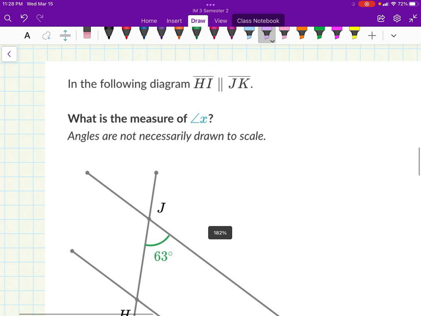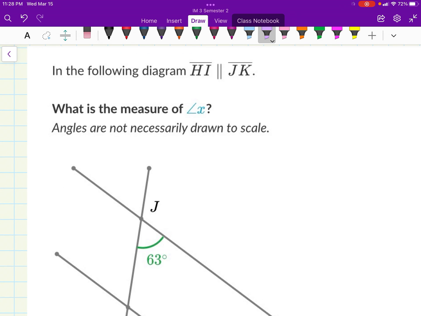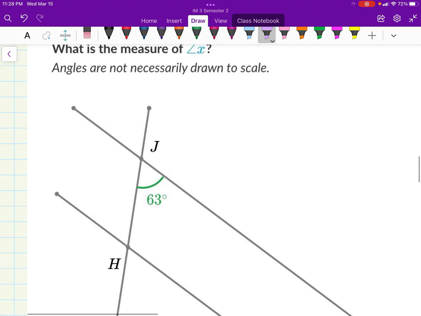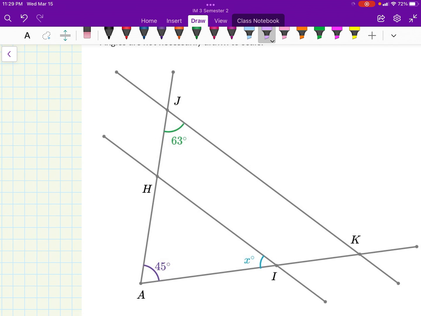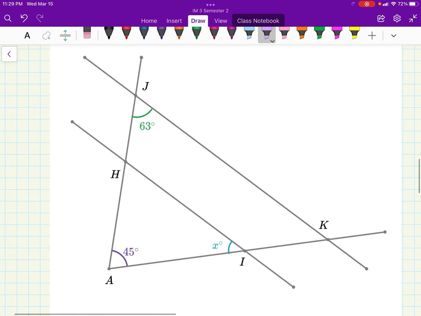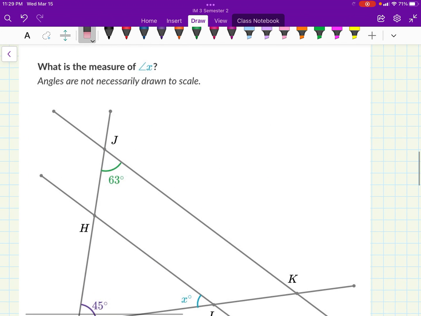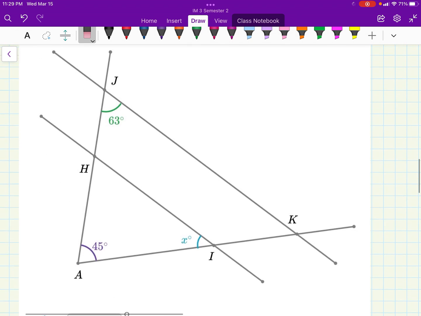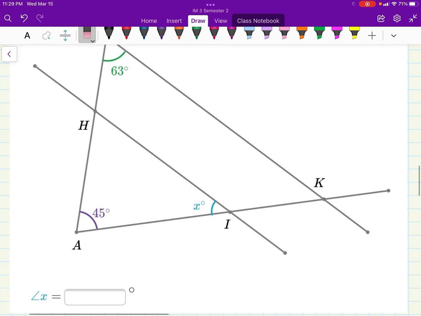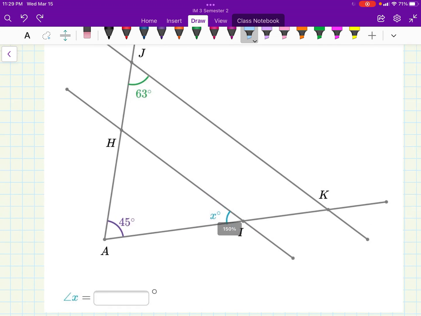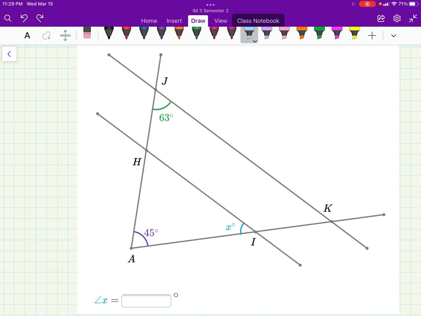And here's our next one. Example 3. It says, in the following diagram, we have the segment HI parallel to JK, right? Which in this case would be these ones here. Those are parallel. Now it says, what is the measurement of X? We want to solve for whatever X is. All right. So let's take a look at this one here.